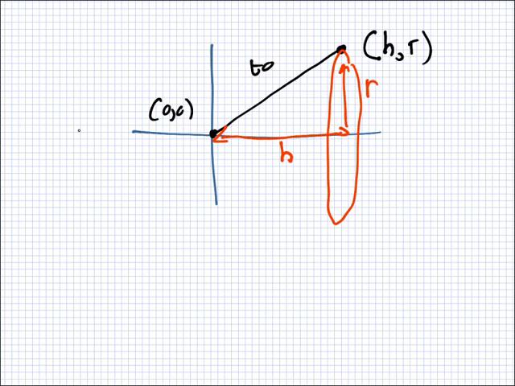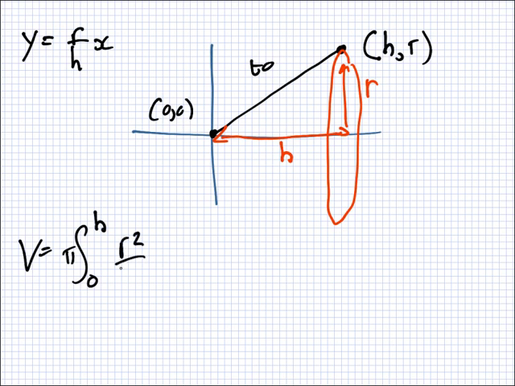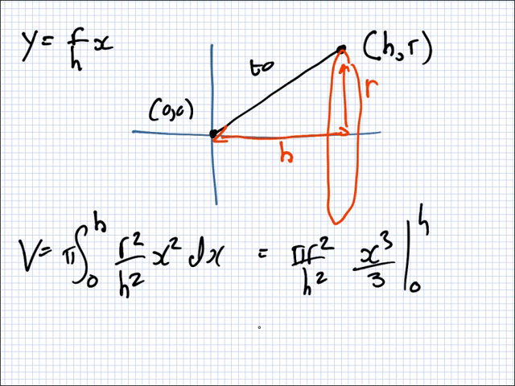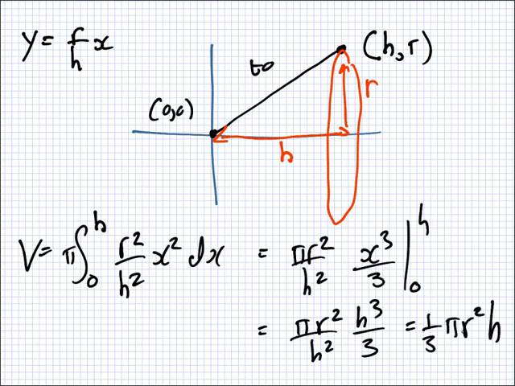So, for example, what's the equation of this line? It's y equals mx plus c, but the c is 0, so it's mx. What's the m? It's r over h, x. So the volume is pi, integral from 0 to h, of r squared over h squared x squared dx. Which is pi r squared over h squared, x cubed over 3, from 0 to h, which is pi r squared over h squared, h cubed over 3, which is 1/3 pi r squared h. It's funny. We've proved it.